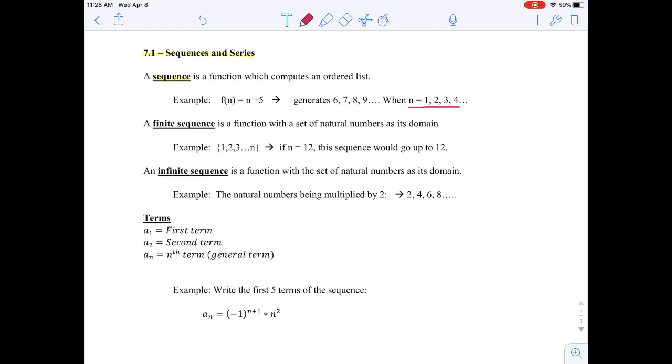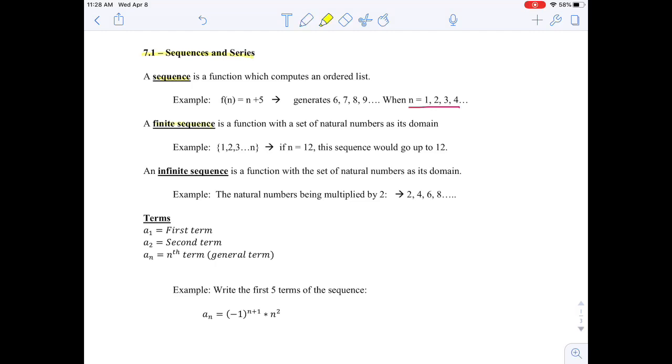So our n's are what we plug in. So we always start with n equals 1. 1 plus 5 gives me 6. So the function n plus 5 generates 6, 7, 8, 9. 1 plus 5 is 6. 2 plus 5 is 7. 3 plus 5 is 8, and so forth. And this could keep going on for as long as we want our domain to be, or it could be infinite and go on forever.